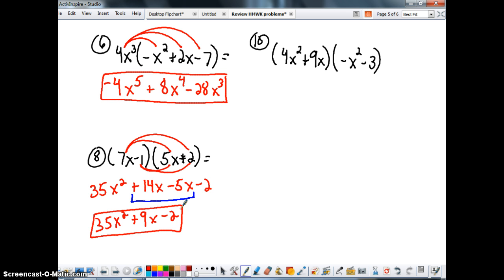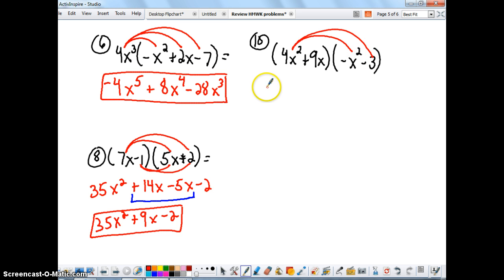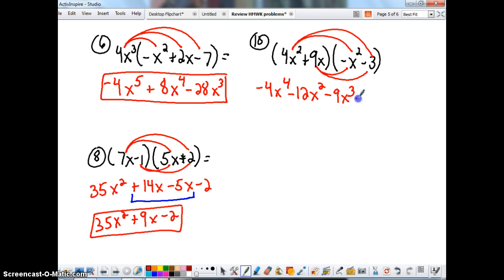Number 10 also is FOILing. This one just has some higher exponents in it. So it's 4x squared times negative x squared and times negative 3. So you're distributing that first. That gives me a negative 4x to the fourth and a minus 12x squared. Then we do 9x times the negative x squared and 9x times the negative 3. So this is a minus 9x to the third and a minus 27x.